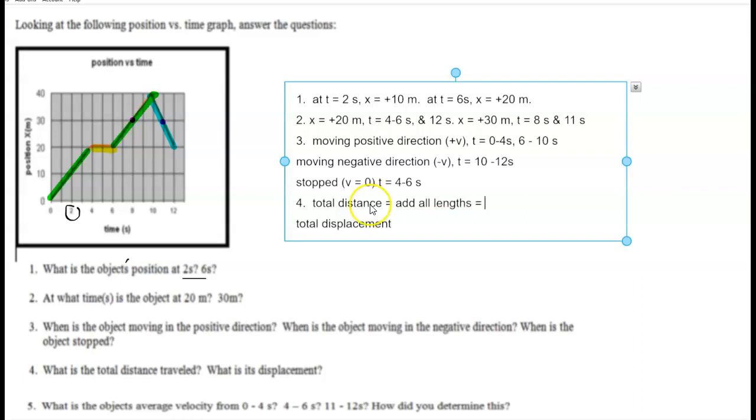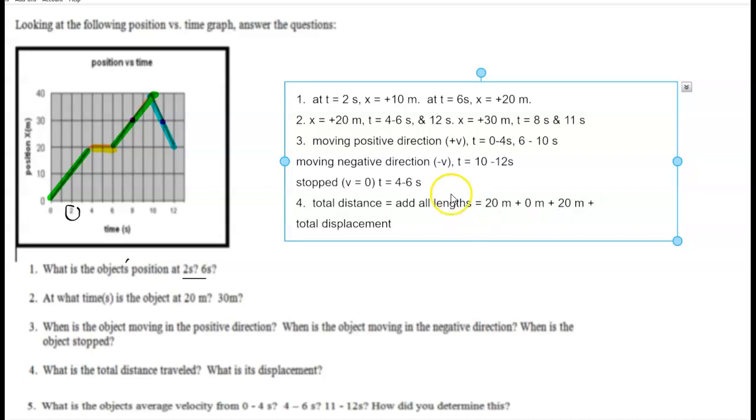So if we add up all the lengths, we're adding all these different sections where it moved. But you don't worry about direction. So in the first one, for this first green section, it goes from 0 to 20 meters. So that would be 20 meters. And then from 4 to 6 seconds, that next segment, it's not doing anything, so it doesn't travel anything. It's stopped, it's 0 meters. For the next one, it goes from 20 to 40, so that's another 20 meters.